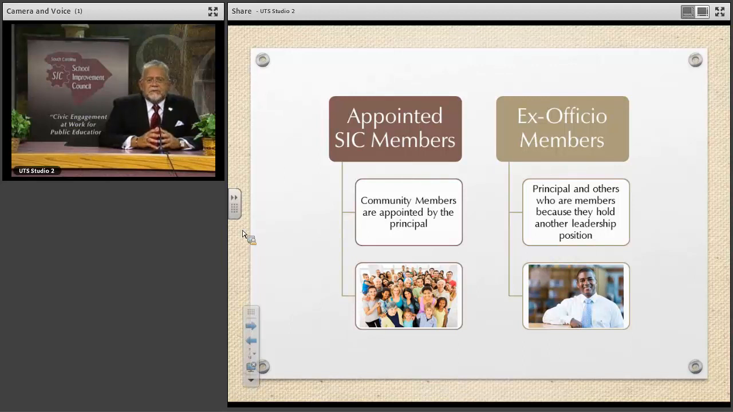Now, community members not only give voice to citizens who are not otherwise connected with your school, these members can also link your school and your SIC to valuable resources. If, for example, your school is focusing on improving literacy, consider appointing someone from the local public library or a professor at a nearby college who specializes in literacy.